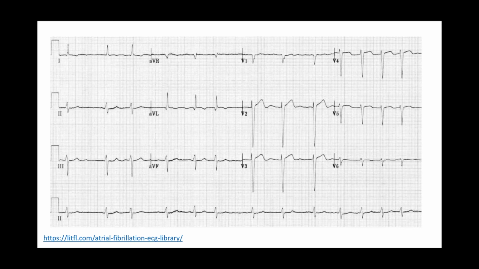Once again, this is an EKG strip of atrial fibrillation. You'll notice that there are no P waves in this EKG strip. The QRS complexes are narrow, but they are very irregular. The lack of P waves and irregularity of the QRS complexes are pretty classic for atrial fibrillation.